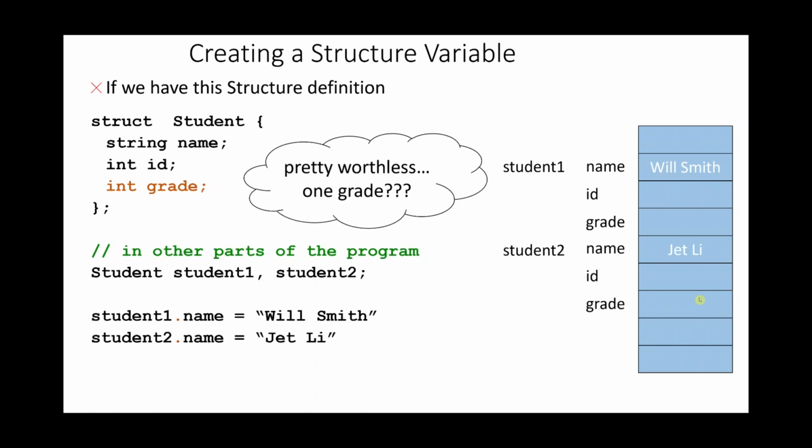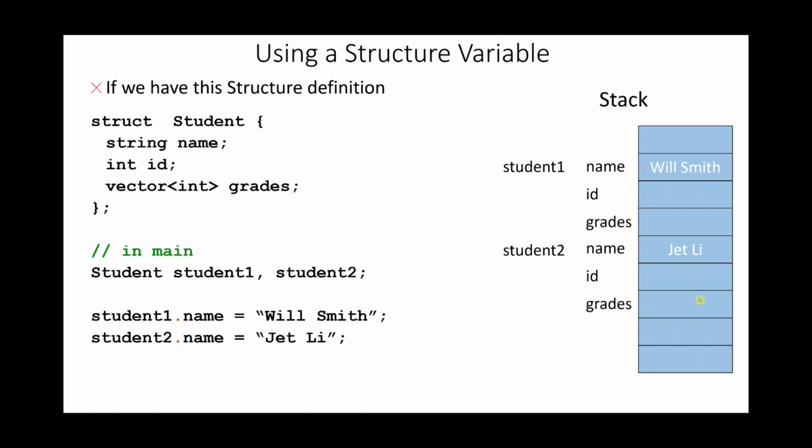So revisiting my student, just one grade. Am I talking about GPA or the grades of the courses? No, I'm talking about the grades of the courses. So one grade is not enough because usually most students wouldn't have just one course. So we can create a vector of grades. Now, I want to show you something before we move on.